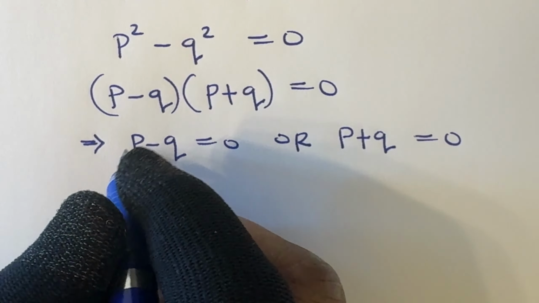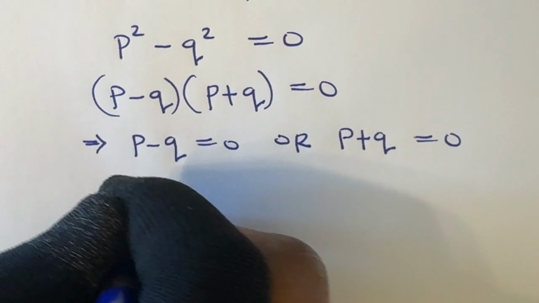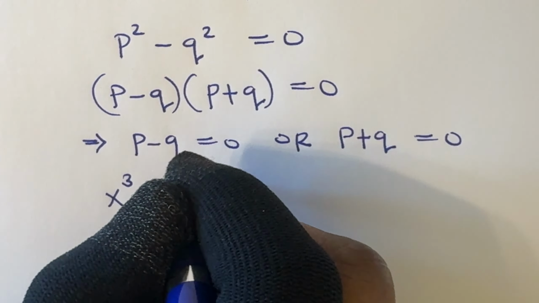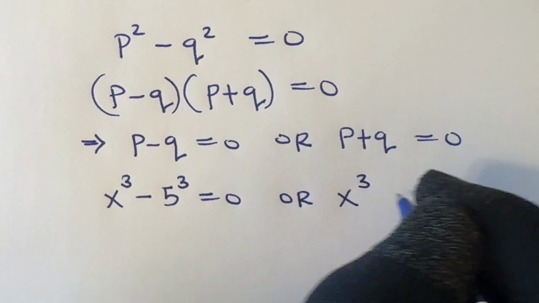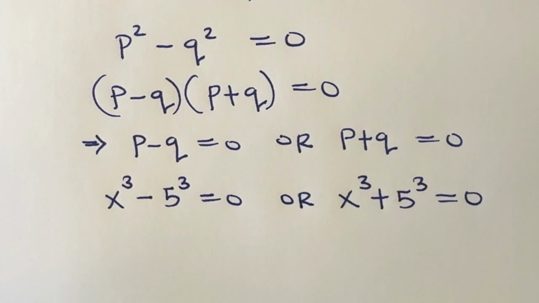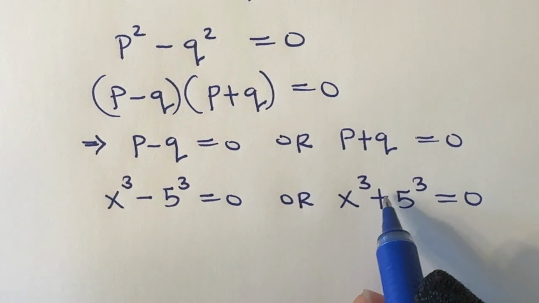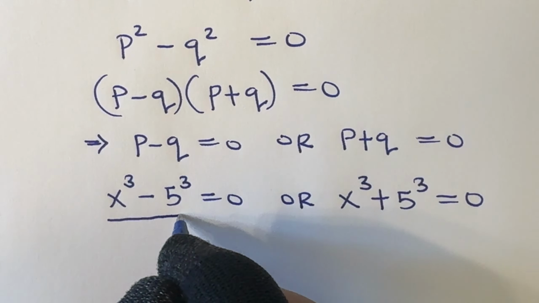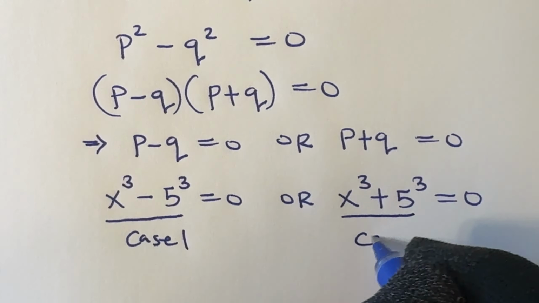What I mean is, if we bring those values back, we get P, which is x raised to power 3, minus Q, which is 5 raised to power 3, is equal to 0, or x raised to power 3 plus 5 raised to power 3 is equal to 0. The first one is difference of two cubes, while the second one is addition of two cubes. I will handle both differently. I'll call this case 1, and I'll call this case 2.